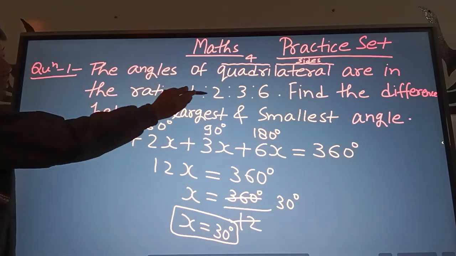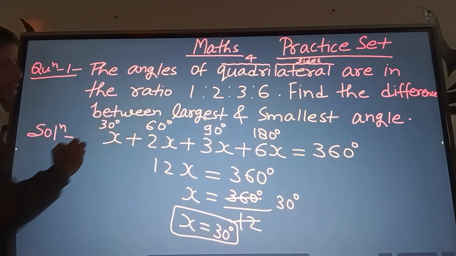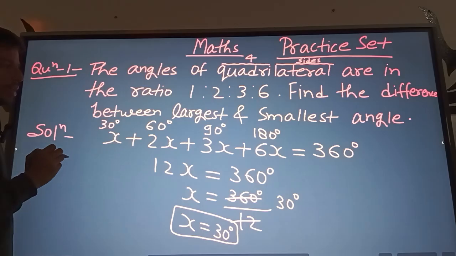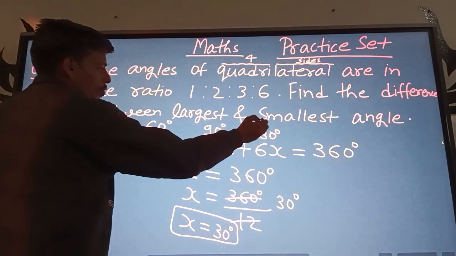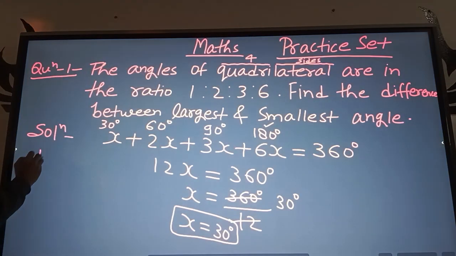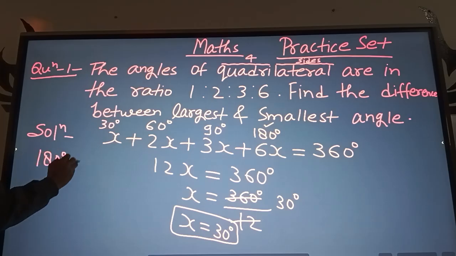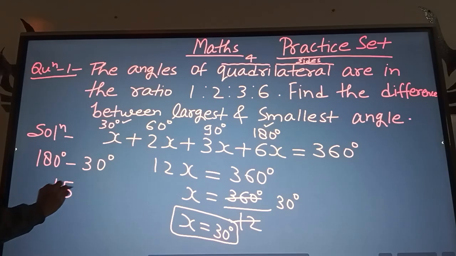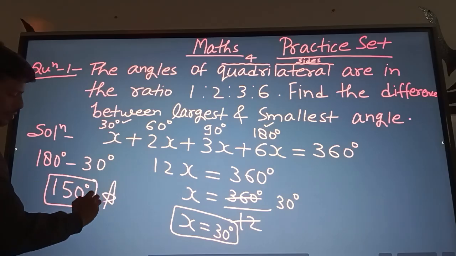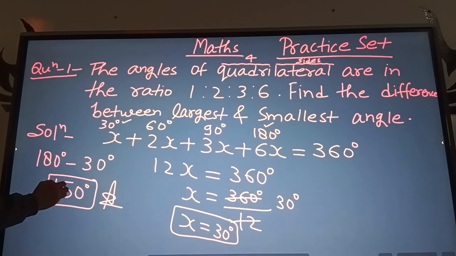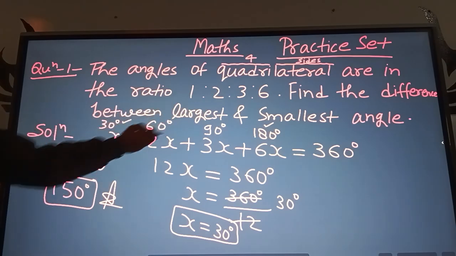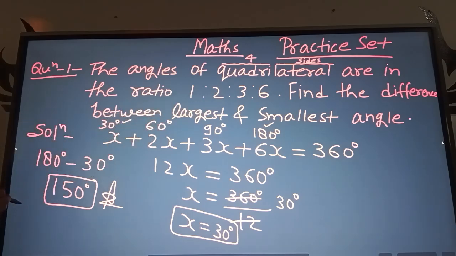So our question was to find the difference between the largest and smallest angle. The largest angle is 180 degrees and the smallest angle is 30 degrees. So the difference of both means 150 degrees. It is our final answer: the difference between the largest and smallest angle is 150 degrees.